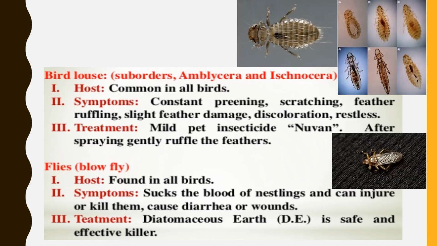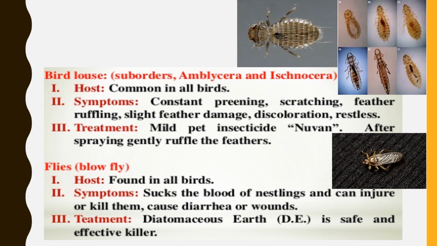The bird louse includes the suborders Amblycera and Ischnocera. All birds are common hosts. Symptoms: constant preening, scratching, feather ruffling, slight feather damage, discoloring, and restlessness can be observed. Regarding the treatment, mild pet insecticides can be used. When spraying, gently ruffle the feathers.